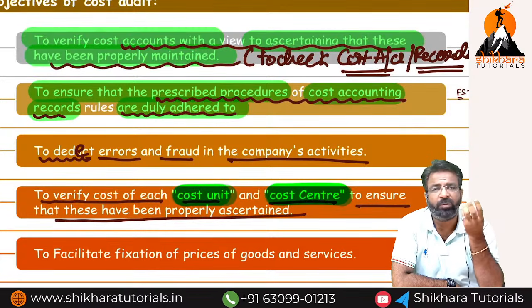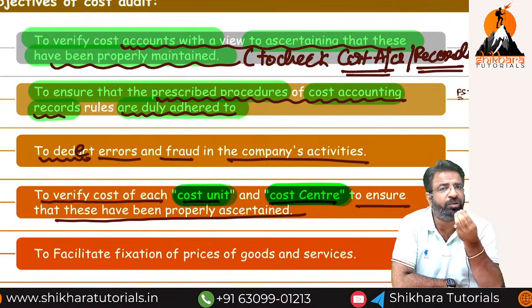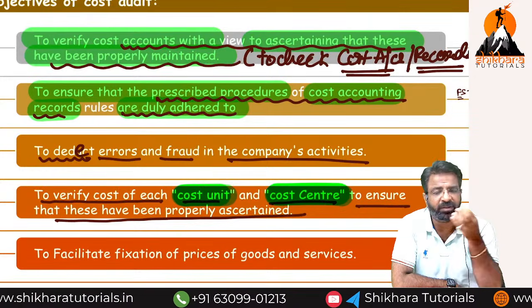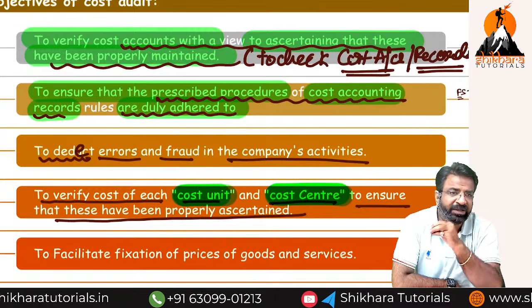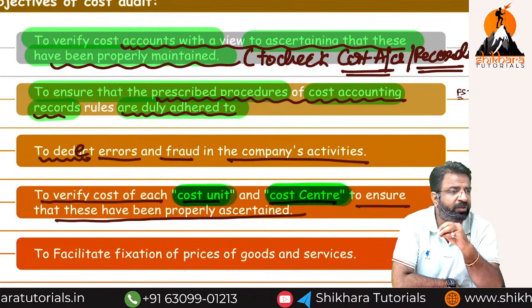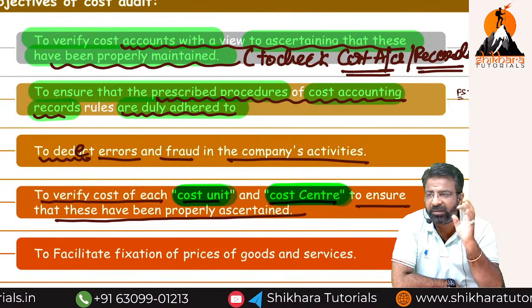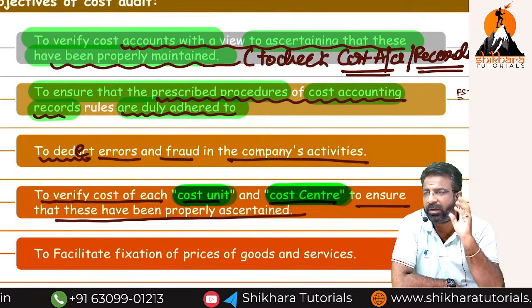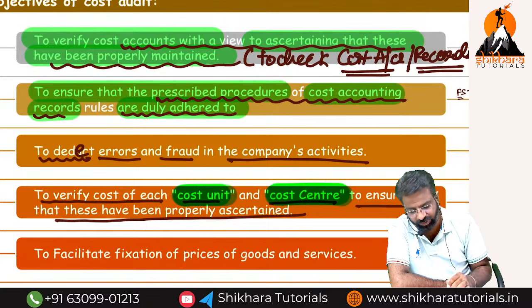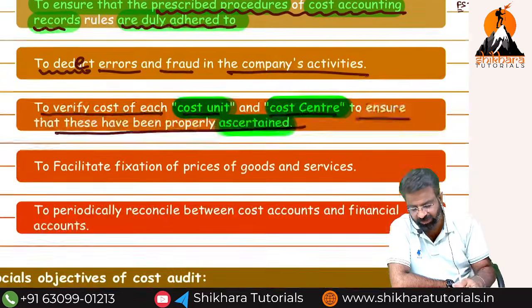So majorly, what are the four objectives of doing the cost audit? Tell me. First one, whether your cost accounting and cost records are properly being maintained. What is number two? Are you following the cost rules properly or not? What is the third one? To detect the frauds and errors while doing the cost audit in the company's activities. And what is the fourth one? To properly and accurately measure the cost unit and cost centers, to ensure that these have been properly ascertained.